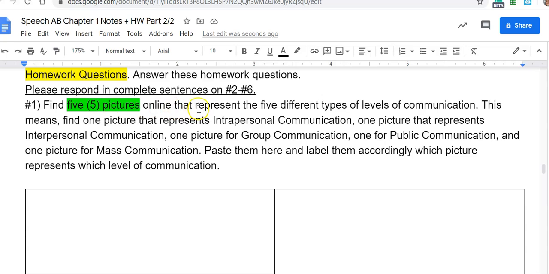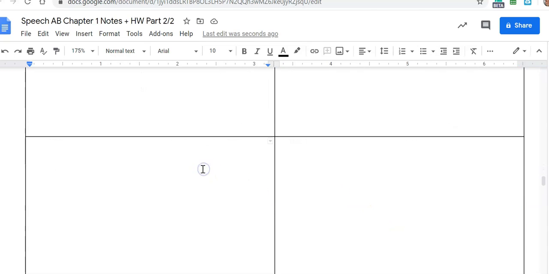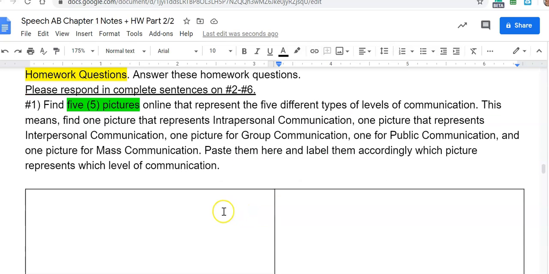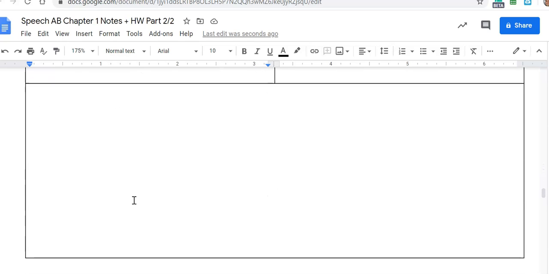Find 5 pictures online that represent the 5 different types of levels of communication. This means find one picture that represents intrapersonal communication, one picture that represents interpersonal, one picture for group communication, one for public communication, and one for mass communication. And then you can just paste them here and label them accordingly, like what they are. So you can say, this picture represents interpersonal communication, and then find that picture, copy and paste. That's totally fine.